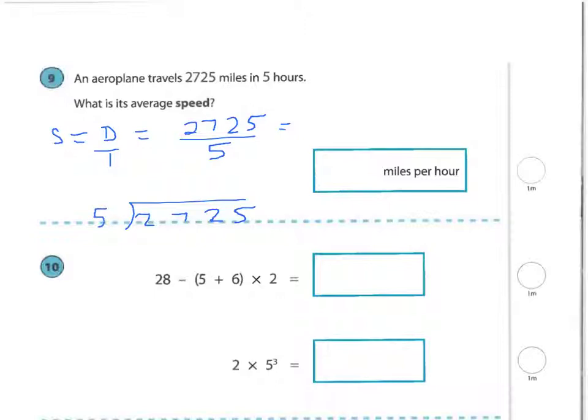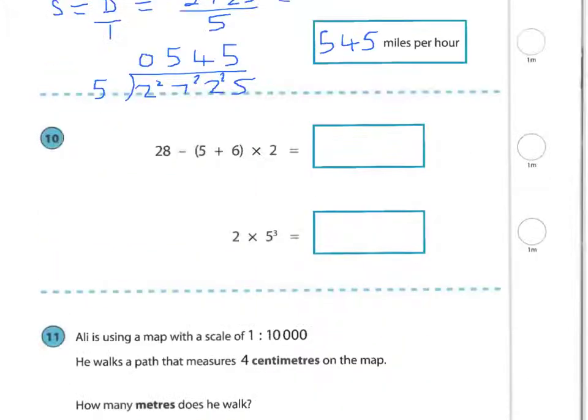So how many 5s go into 2? Well, it doesn't. Carry the 2. How many 5s go into 27? Well, 5 5s make 25. Carry the 2. How many 5s go into 22? 4 5s make 20. Carry the 2. How many 5s go into 25? 5. So it is 545 miles per hour.